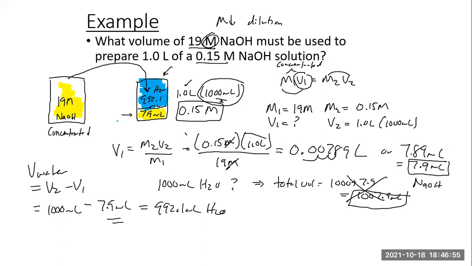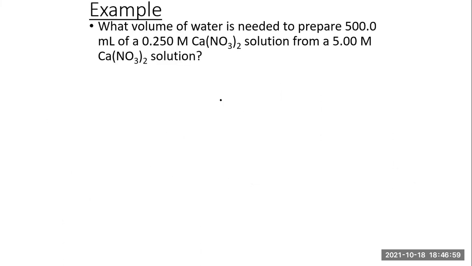Okay, so let's take a look at another one here. Take a second here. What is the volume of water that's needed to prepare 500 milliliters of a 0.25 molar calcium nitrate solution from a 5 molar solution of calcium nitrate? Take a couple minutes to see what you come up with.